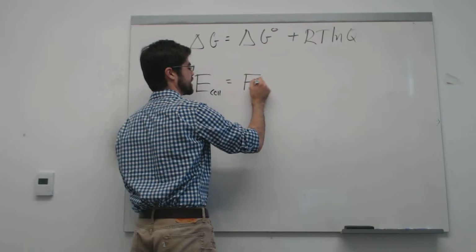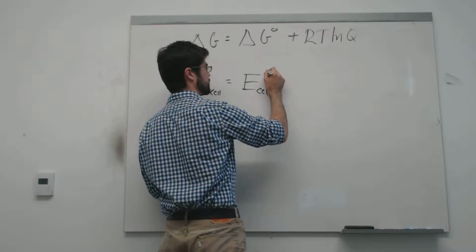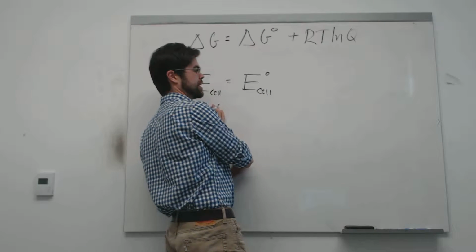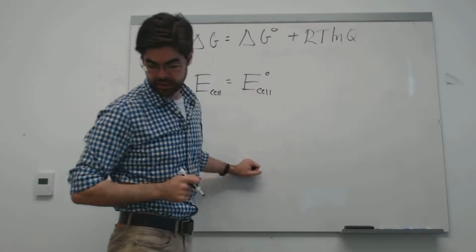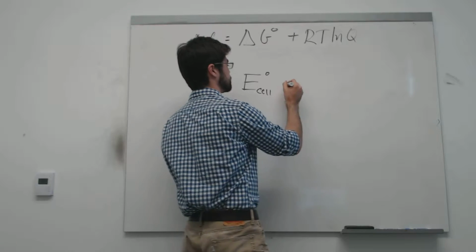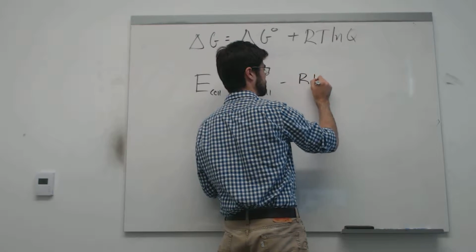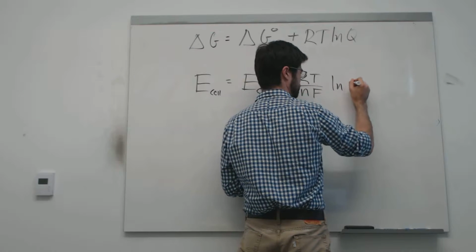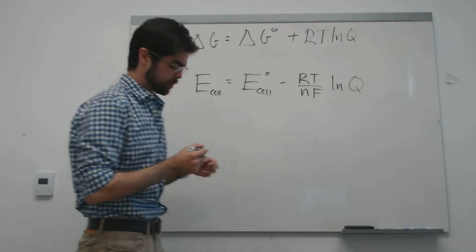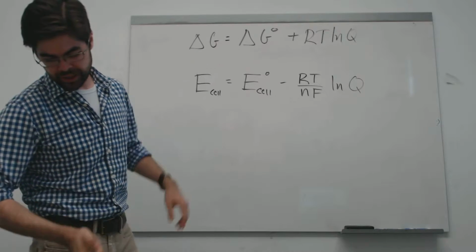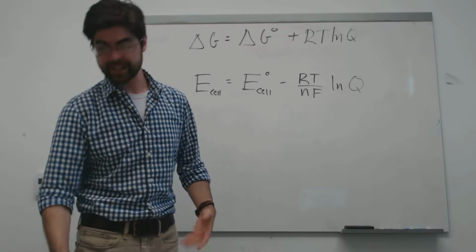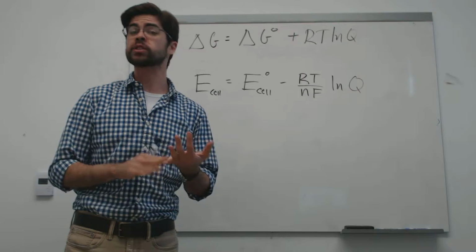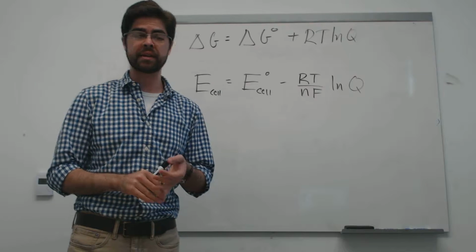is this. And again, the Nernst equation similarly is a way of calculating the cell potential at non-standard conditions given what it is at standard conditions. So this ends up being equal to negative RT over nF natural log of Q. So how are they related? Essentially, they are the same equation. They're expressing the same ideas.